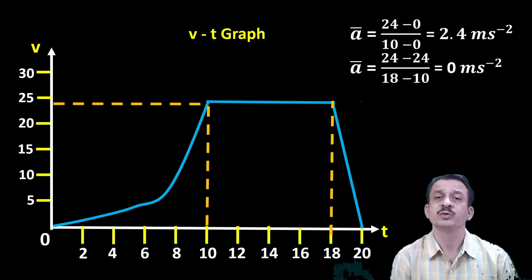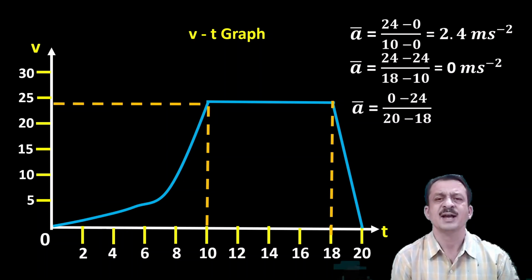And what about V2? Final velocity, it becomes 0. Therefore, in the third time interval, if you work out the acceleration, it is V2 minus V1 divided by T2 minus T1. V2 is 0 here, 0 minus 24 divided by 20 minus 18. So minus 24 divided by 2, that is minus 12.